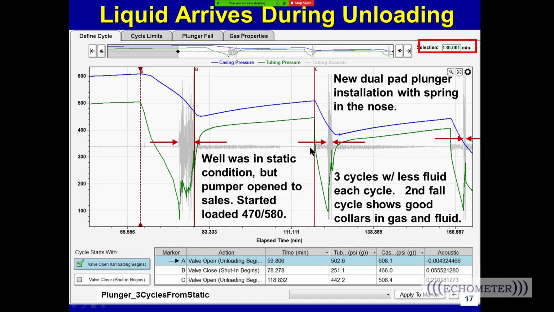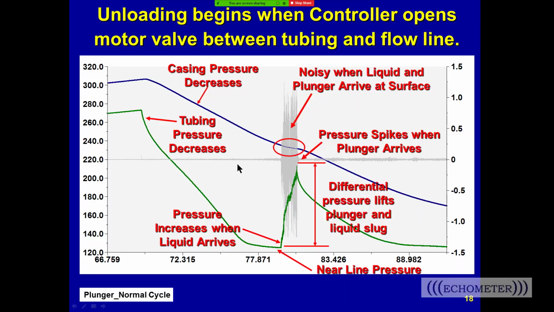it's on the bottom. And then we open it back up, and notice now this time that there's less time here, less liquid. And then as soon as the plunger arrives, we shut it back in, another cycle. And then the liquid's less, and now we're ready to turn the well onto the controller and let it continue to operate. So these 3 cycles show quite a few things. We'll look at this in a little more detail.